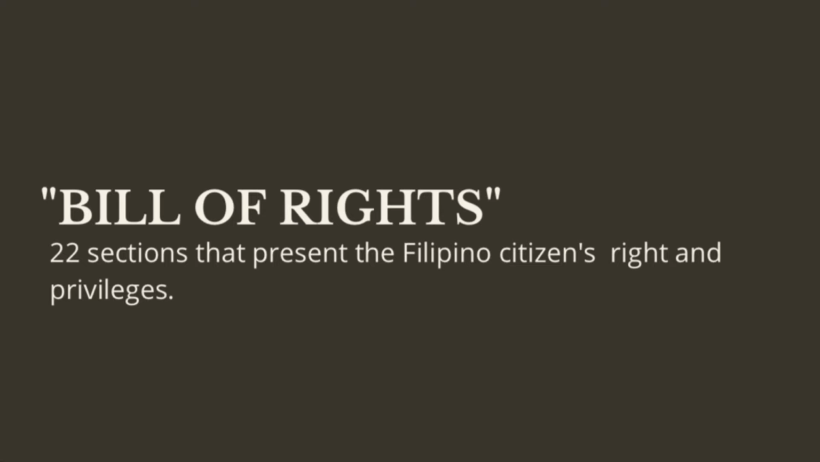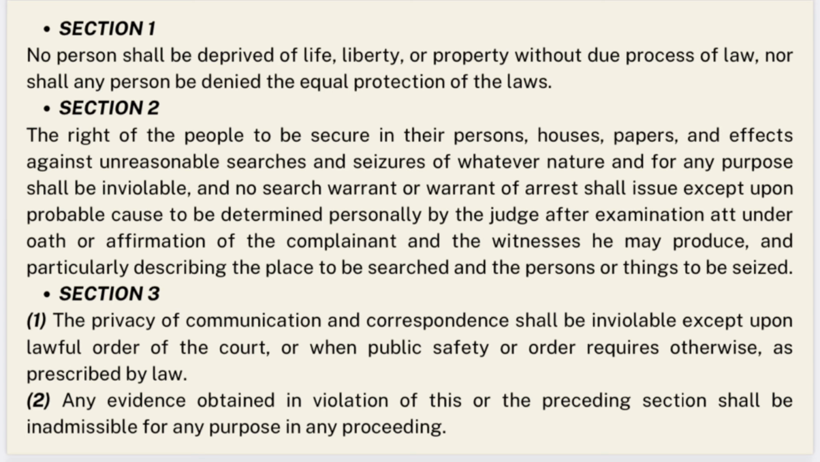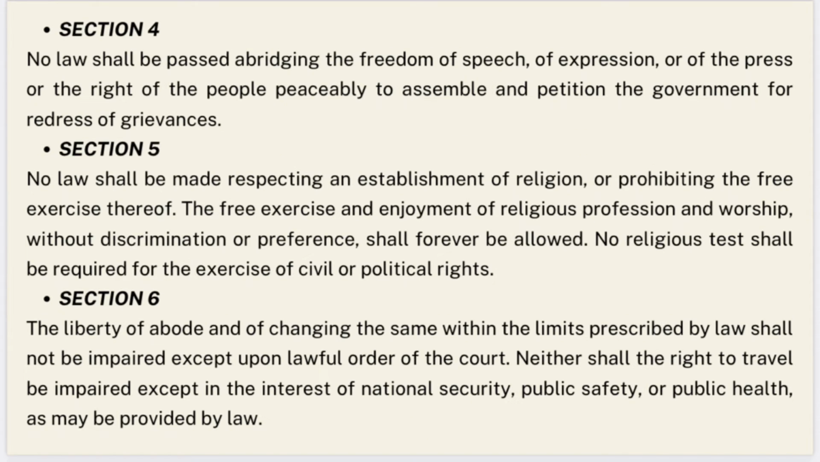So let us review this one. Under Article 3, the Bill of Rights, these are the 22 sections. Section 1, right to life. Section 2 is the right against unreasonable searches and seizures. Section 3 states every person has the right to keep his communication or correspondence a secret. Section 4 states freedom of speech, right to a free press, freedom of assembly, and the right of petition.